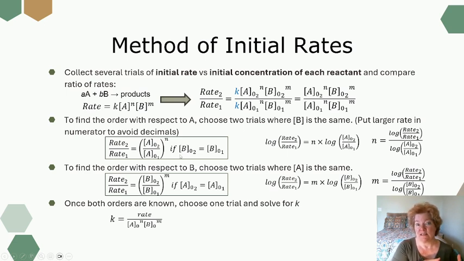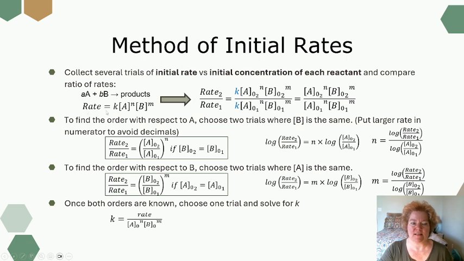Now, that's finding n, which is the order for reactant A, but I also then need to find m, which is the one for reactant B. So I look for a different set of trials. In this case, I'm going to keep the concentration of A the same. It will drop out of the equation, right? If these are the same, this drops out, and I'm just left with the ratio of rates is equal to the ratio of initial concentrations of reactant B raised to the mth power. And again, if I take logs of that and rearrange it, I get this, that I could find the order directly from a ratio of logs of the rates and of the initial concentrations. So I find n, I find m.